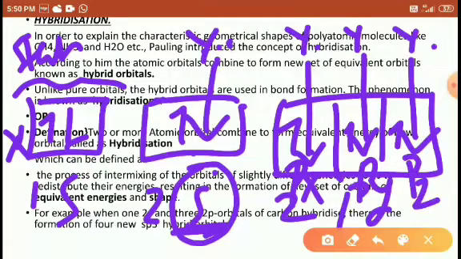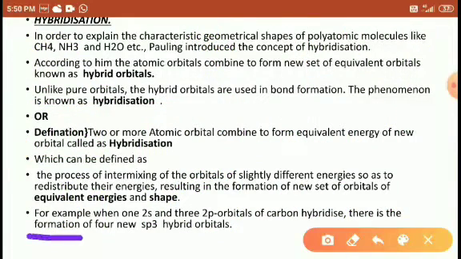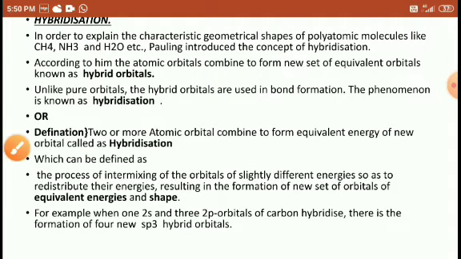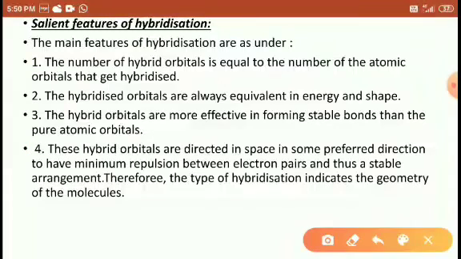So tell me, students, how many hybridizations are there here? The hybridization occurs in the 1s orbital and px, py, pz. It means 3p. P is 3, so that is sp3 hybridization. So Pauling was telling here that one 2s and three 2p orbitals of carbon hybridize, which is the formation of the sp3 hybridized orbital. Right students? Okay.